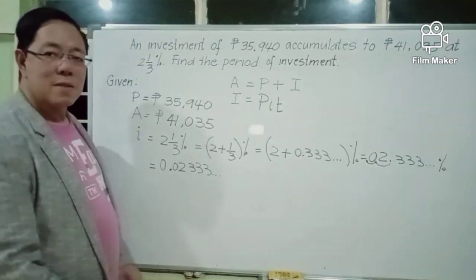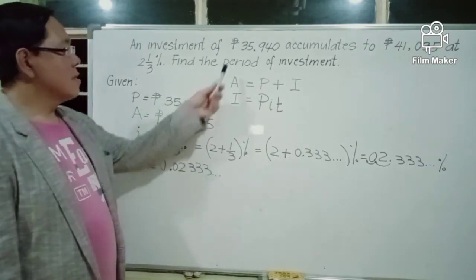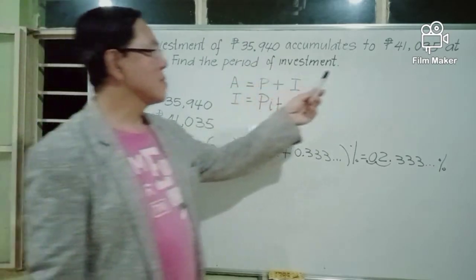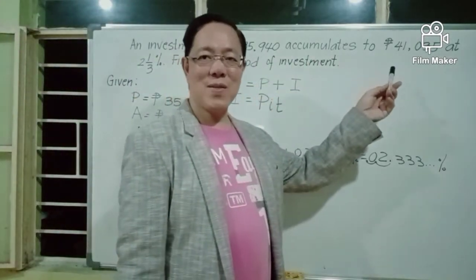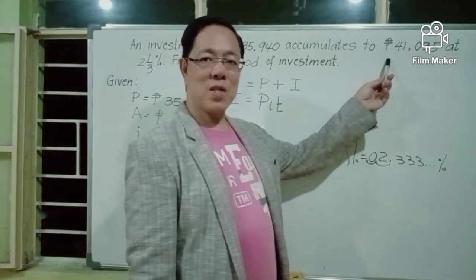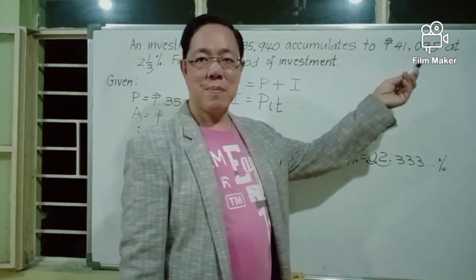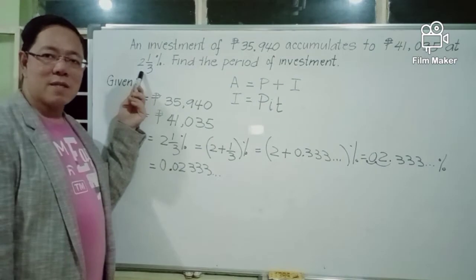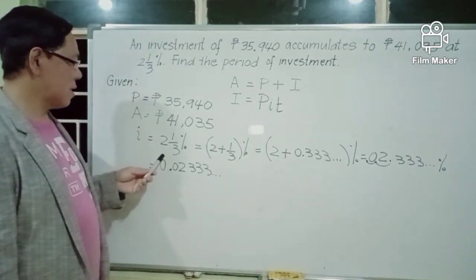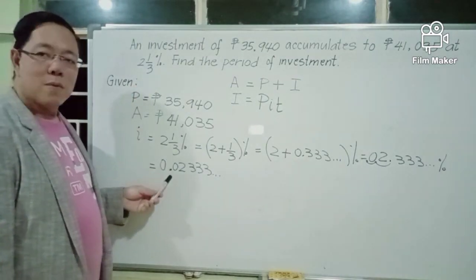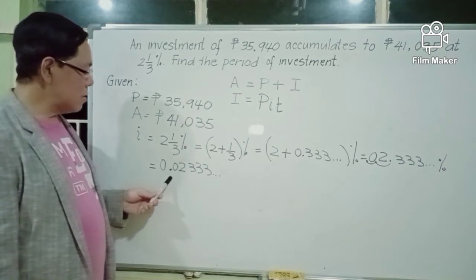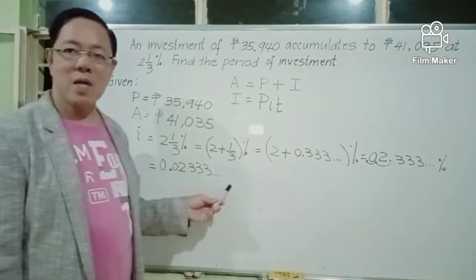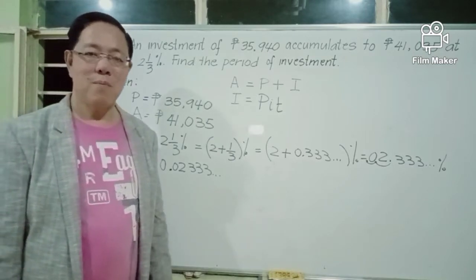And these are all the given. The principal is 35,940 pesos, and its accumulated value, denoted by capital A, is 41,035 pesos. And the simple interest rate given is 2 1/3%, which is equal to 0.023333, with 3 repeated without end, in decimal number.